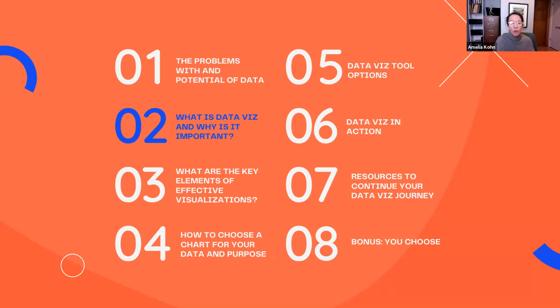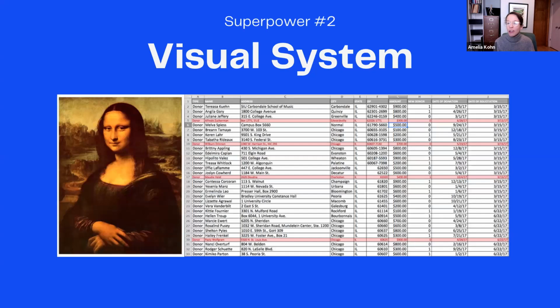Okay, topic number 2, what is DataViz and why is it important? So now let's talk about your second superpower, which is your visual acuity. And let's test your visual superpowers. Which image of the 2 that you're looking at do you comprehend first, the Mona Lisa or the spreadsheet? Okay, you do not have to put your answers in the chat window, because I'm going to just take a wild guess that you understand the Mona Lisa more quickly.